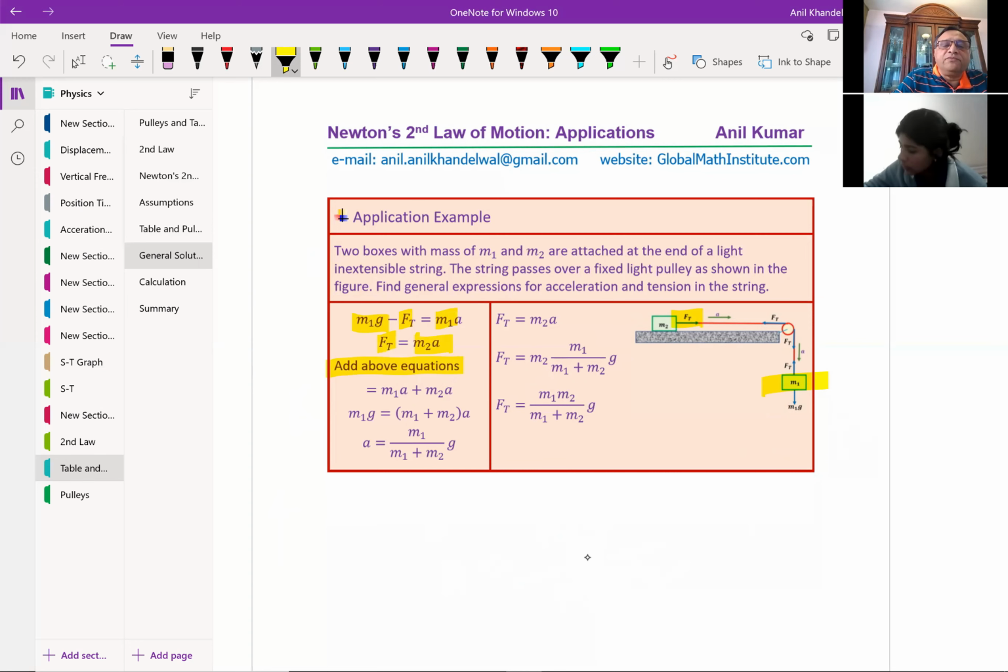We get that m1g is equal to, because F of T and F of T will cancel, m1a plus m2a, or m1g is equal to (m1 plus m2)a. We have taken it common, right? And then we divide by the sum of masses, and we get the acceleration, which is mass 1 divided by the sum of the two masses into gravitational force. So that gives a general formula to find acceleration in a system where one mass is hanging and the other one is on the table.